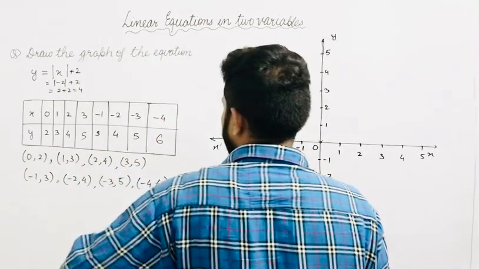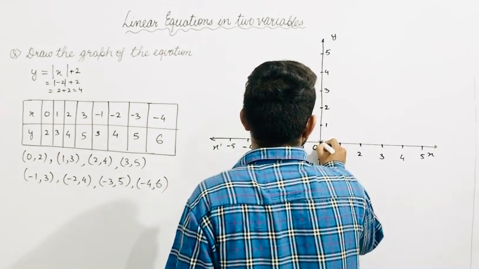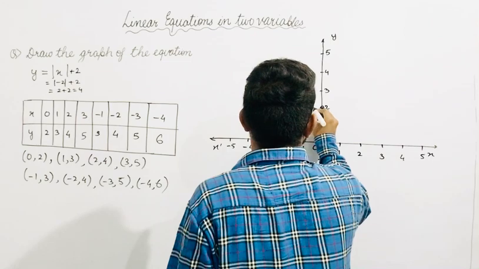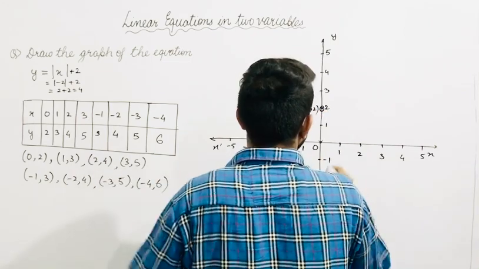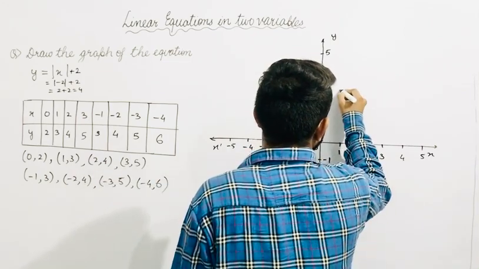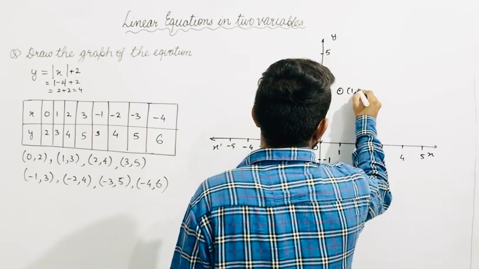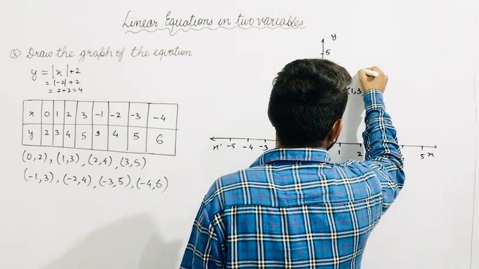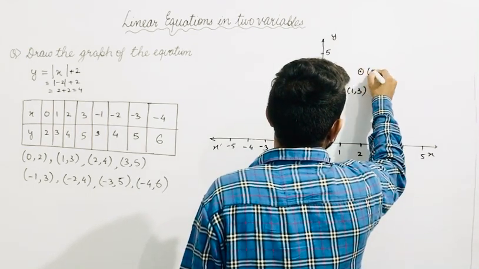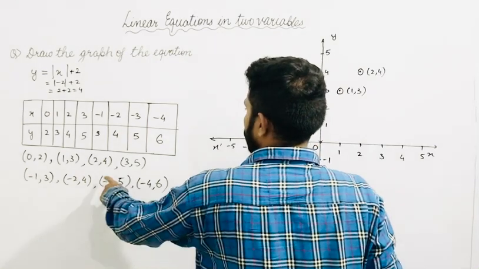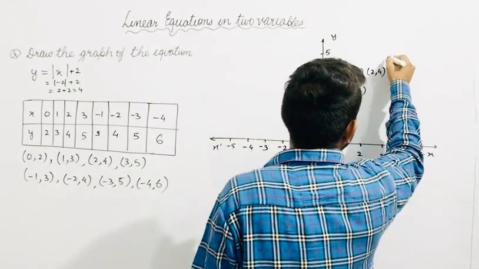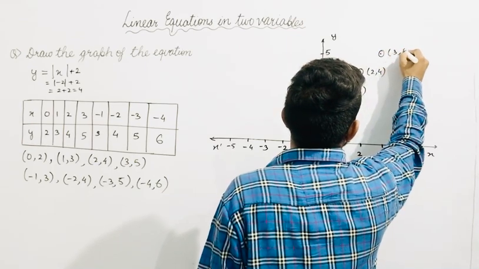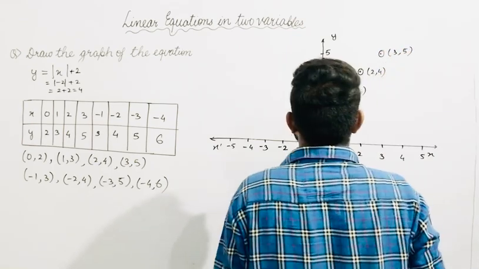Now let's begin. 0, 2, x equals 0, y equals 2. Stand on 0 and move till 2. It is 0, 2. Now 1, 3. Stand on 1 and move till 3. It is 1, 3. 2, 4. Stand on 2 and move till 4. It is 2, 4. 3, 5. Stand on 3 and move till 5. It is 3, 5. Now join the points.